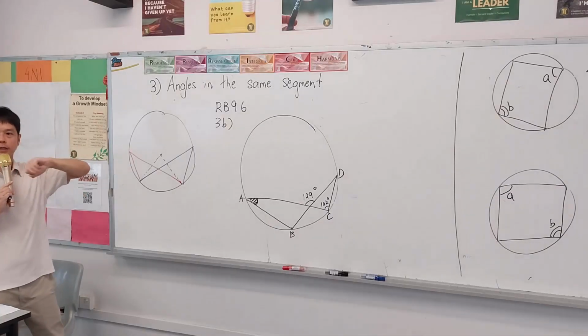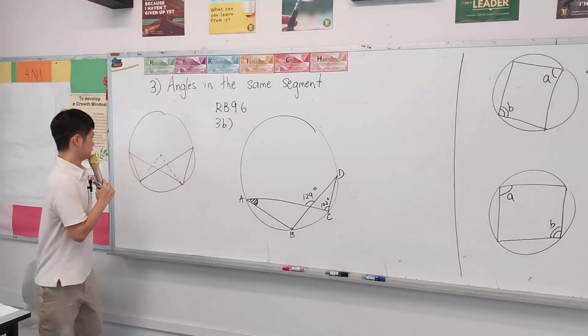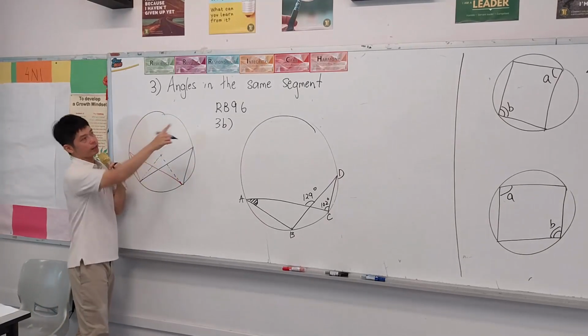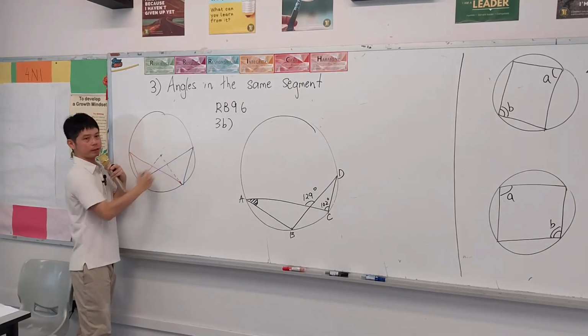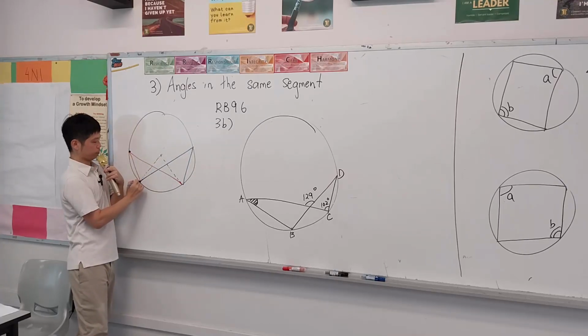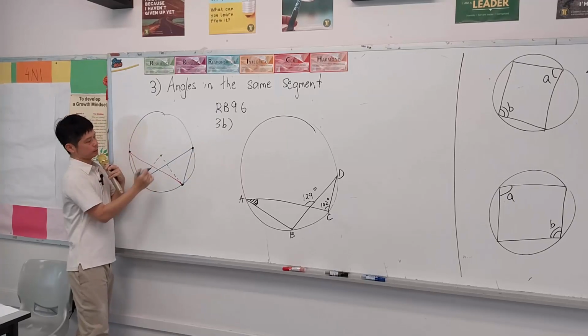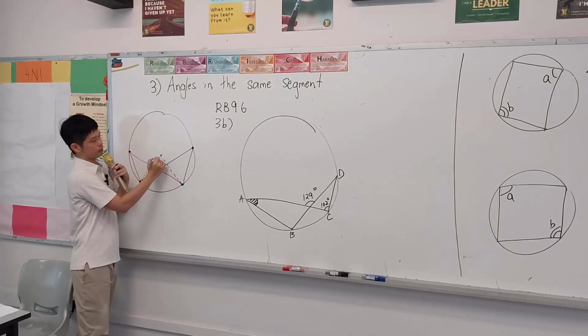So today we're going to look at the third angle property of a circle, which is angles in the same segment. Now, for angles in the same segment, we usually have a diagram like this. It's like a butterfly. The butterfly touches four parts of the circle. Okay, remember the butterfly. So let's see how we do this.